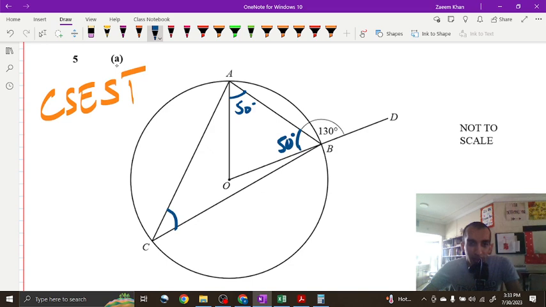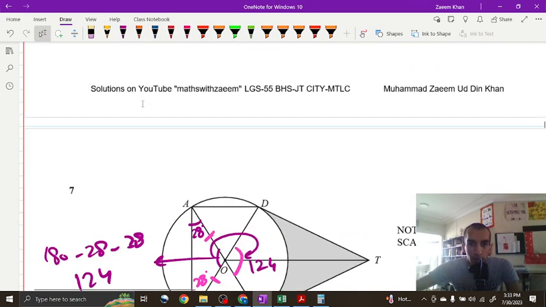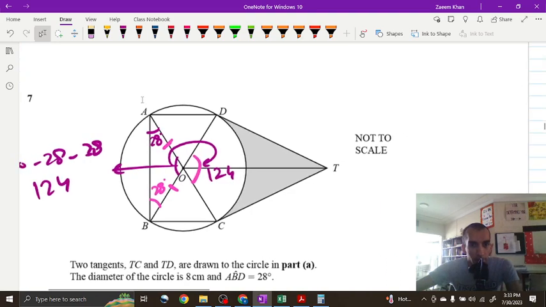What next? So then angle AOB will be 100. No, sorry, 80. What next? So then it can be twice half, that will be 40. See? Your acronym is really helping you out, I guess.